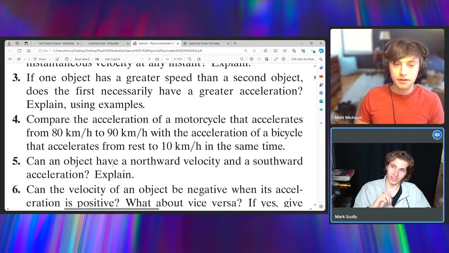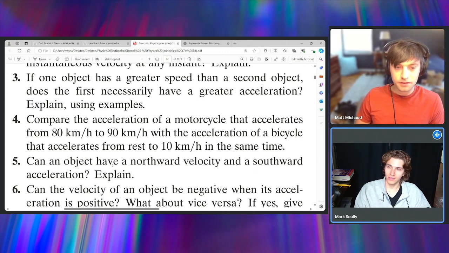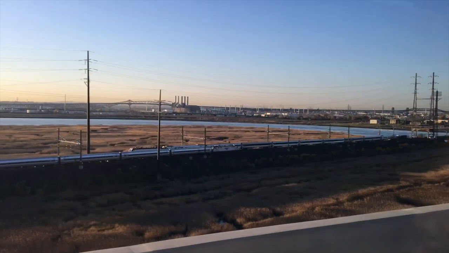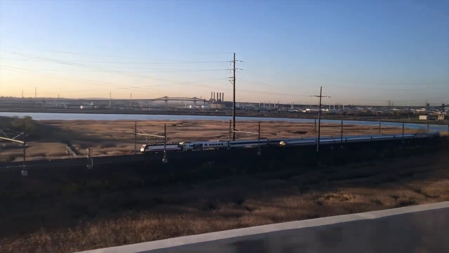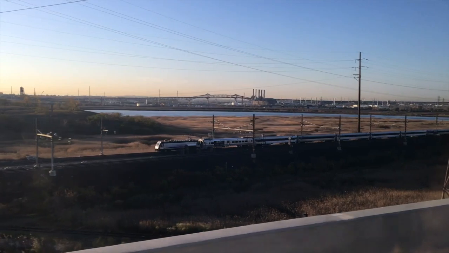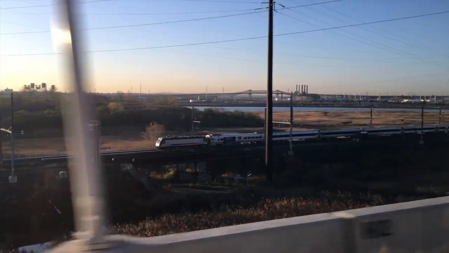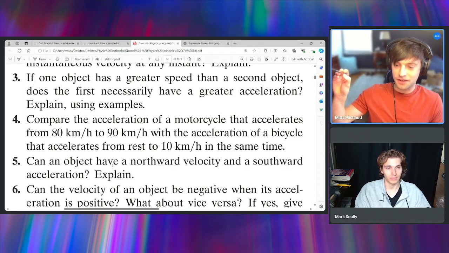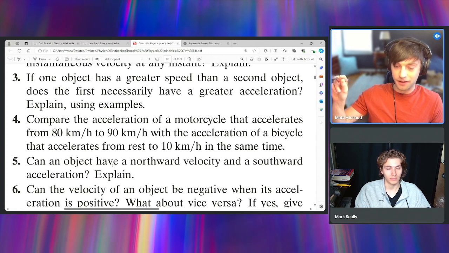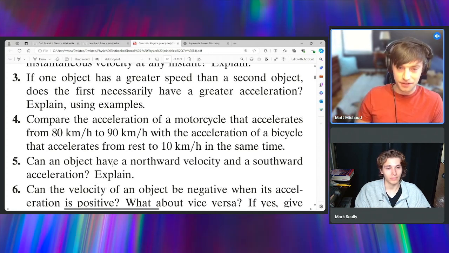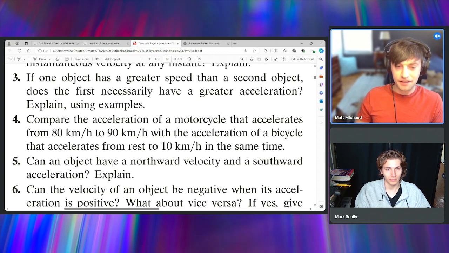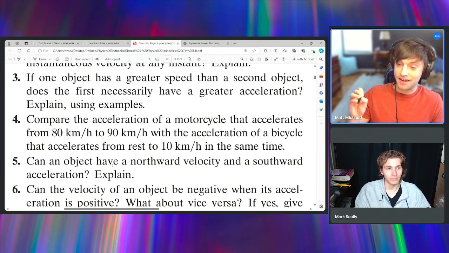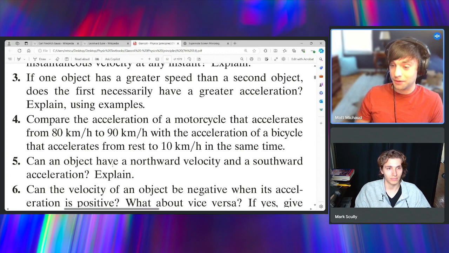Number three. If one object has a greater speed than a second object, does the first necessarily have a greater acceleration? Explain using examples. So the speed is how fast they're moving at a designated time that we've selected. But acceleration, we would only be able to calculate if we had selected two different points along the journey. So we could identify, oh, it's going slower, oh, it's going faster. So the first might not necessarily have a greater acceleration, because the second object could be accelerating faster and catching up with it, but we'd need more information to know for sure.